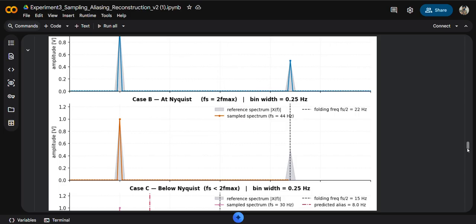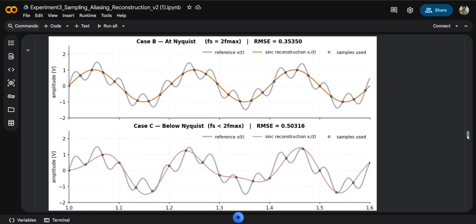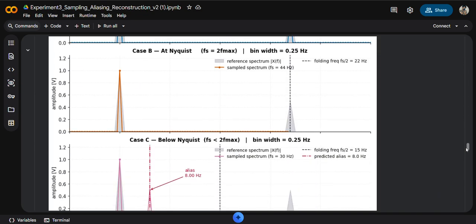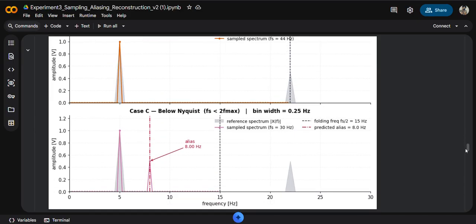Now let us move on to case C, below the Nyquist rate. Finally, case C. Here we get lazy and sample at just 30.0 Hz, which is way below our 44.0 Hz requirement. This creates a phenomenon called aliasing. Let's look closely at the frequency spectrum. We still have our 5.0 Hz spike. But where is the 22.0 Hz spike? It's gone. Instead, there's a strange new phantom spike right here at exactly 8.0 Hz.